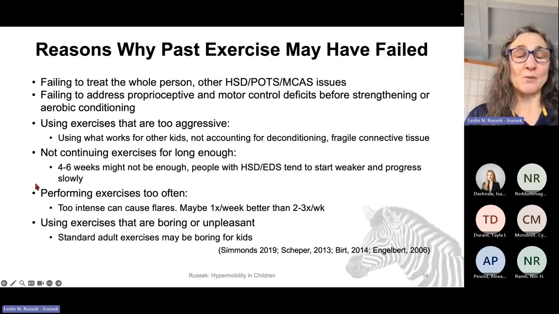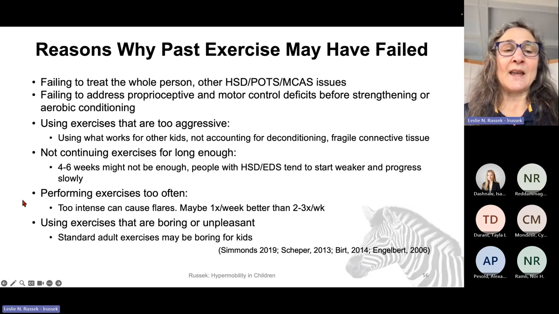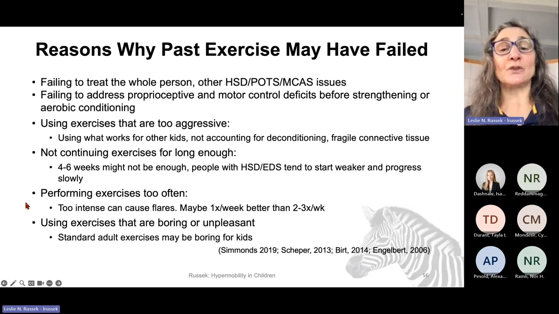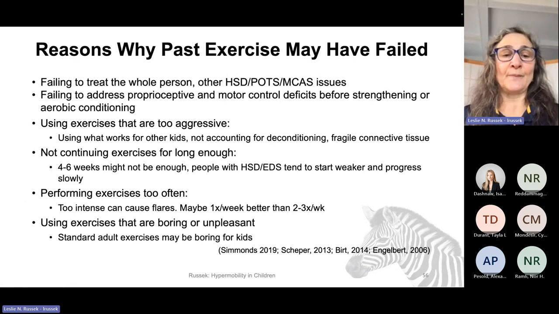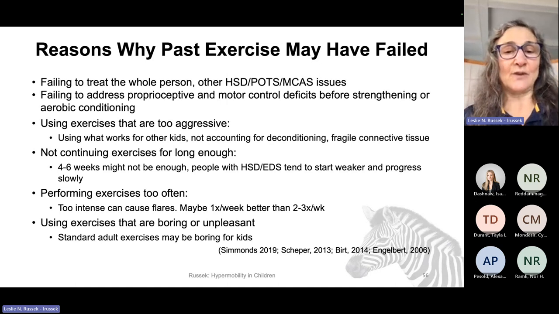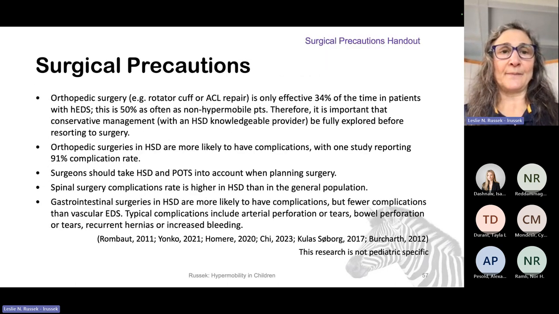Connective tissue responds much more slowly than muscle. Doing the exercises too often, because the connective tissues are fragile, and too much too often can damage the connective tissue. And of course, kids who don't like to do the exercises because they're boring.